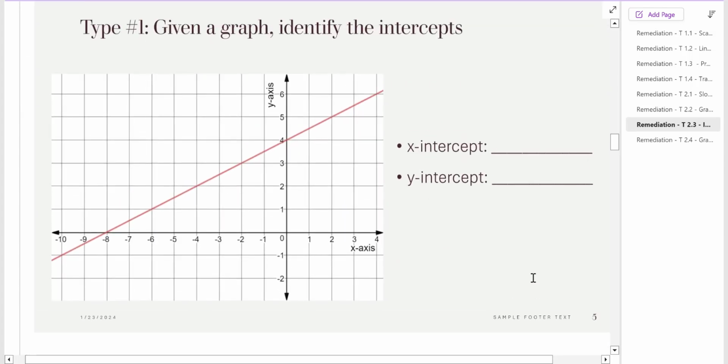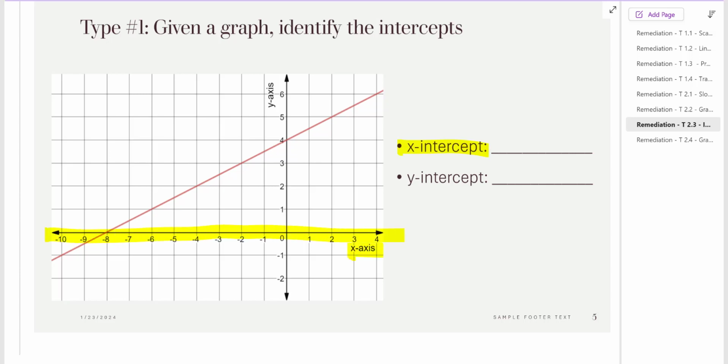Okay, so the first type of problem we're going to be doing is if you're given a graph, finding the intercepts. So remember, x is this axis. That's the x-axis. So the graph is crossing negative 8. So you have to write it as a point. So x is negative 8, y is 0.